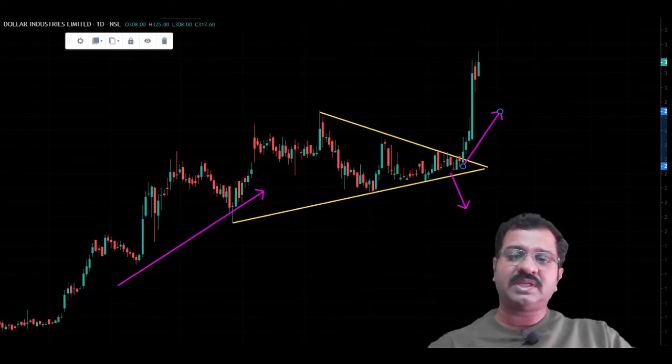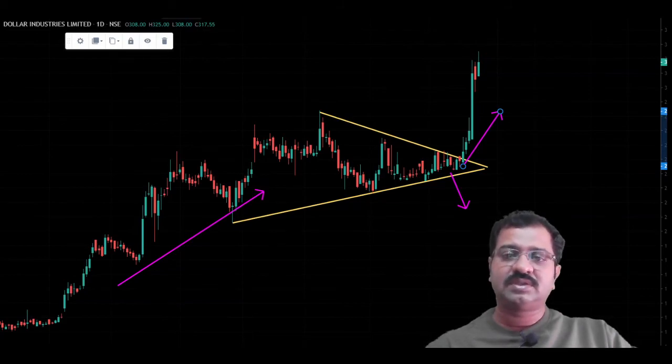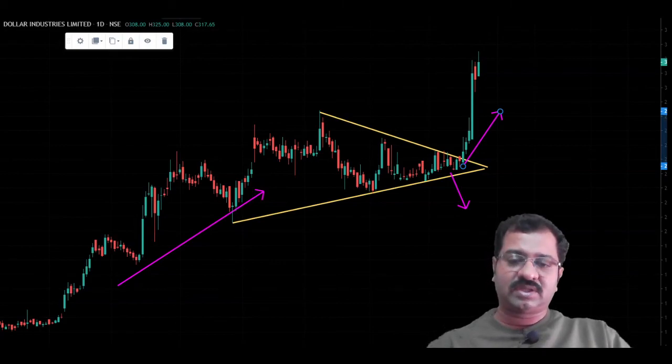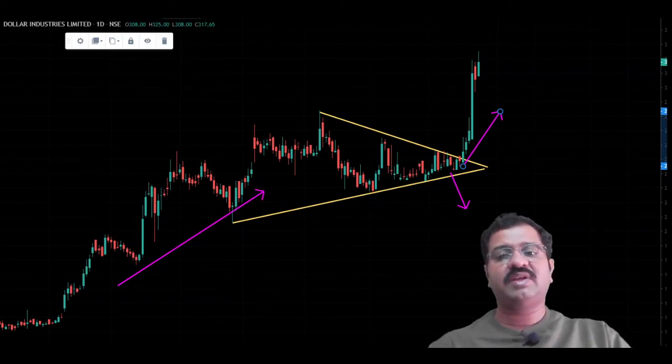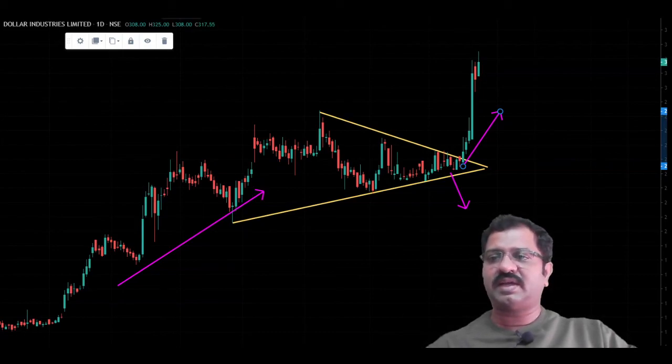Now the best thing with this triangle pattern is that its probability of profit is high, the probability of this trade working is very high, its upside is 70%, and its risk reward is always 1:3, meaning if 1 is risk, 3 is reward, which is a very good reward. Okay, that's all about the triangle patterns.